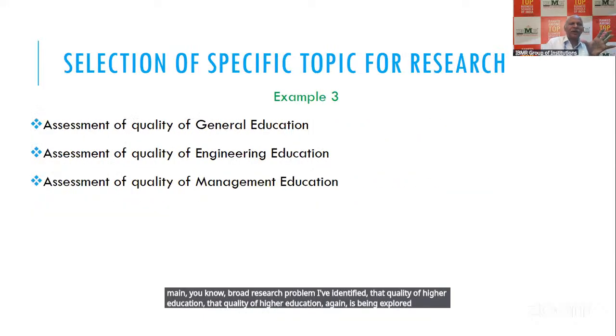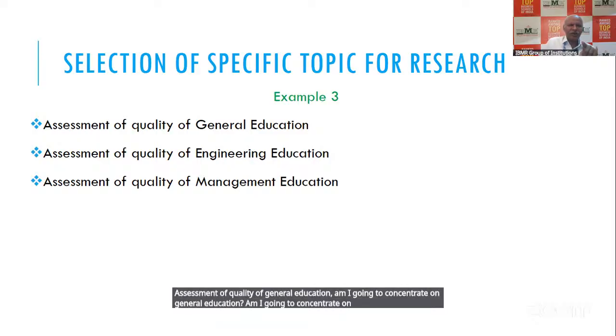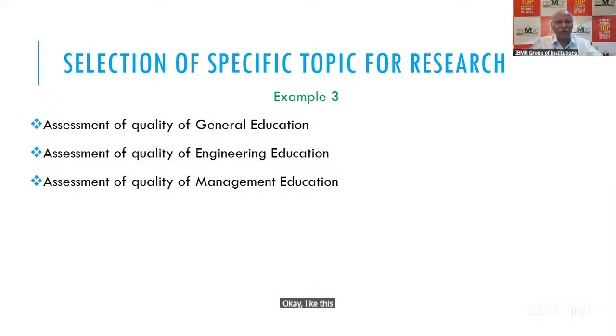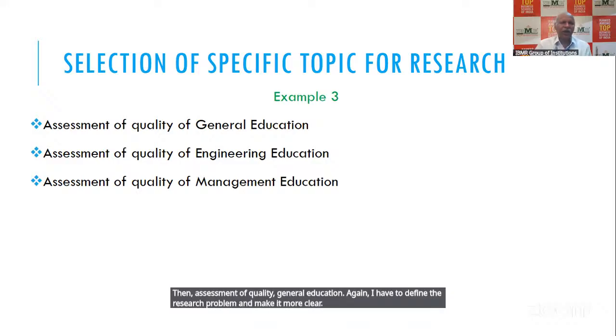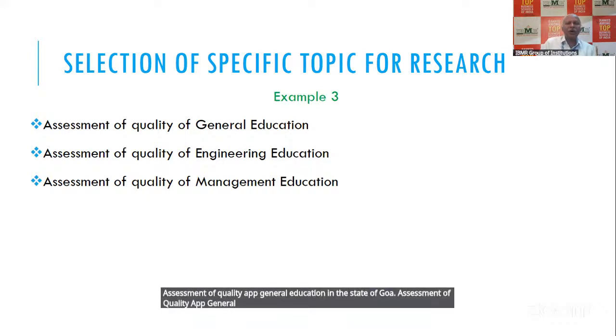Just to see, assessment of quality of general education. Am I going to concentrate on general education? Engineering education? MBA education, management education? Like this, again, we have to explore a specific topic for research. Then, assessment of quality of general education. Again, I have to define the research problem and make it clearer. Anybody could help me here? Assessment of quality of general education in the state of Goa.